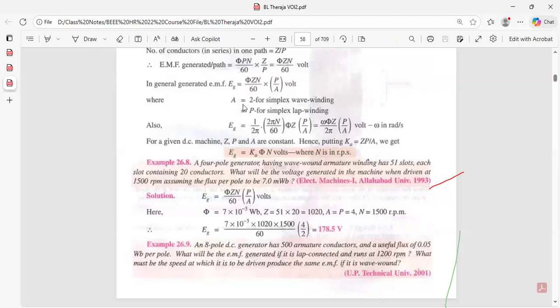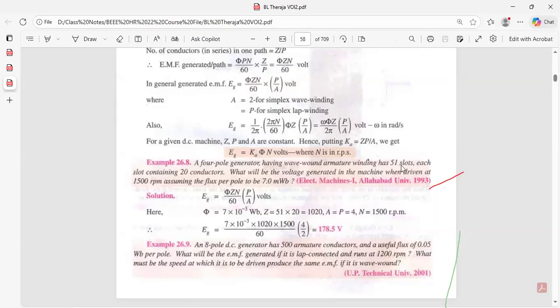See the problem based on this formula. This formula you have to remember: E = ΦZN/60 × P/A. Now, a 4-pole generator. 4-pole means P is equal to 4. Having wave wound. Wave wound means what is the number of parallel paths? A is equal to 2. Here they have given A. Wave winding means A is equal to 2, and P is equal to 4. If it is lap winding, A is equal to P.